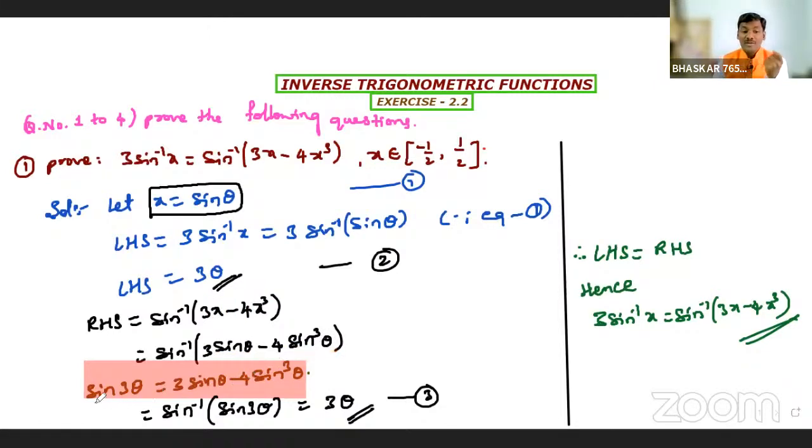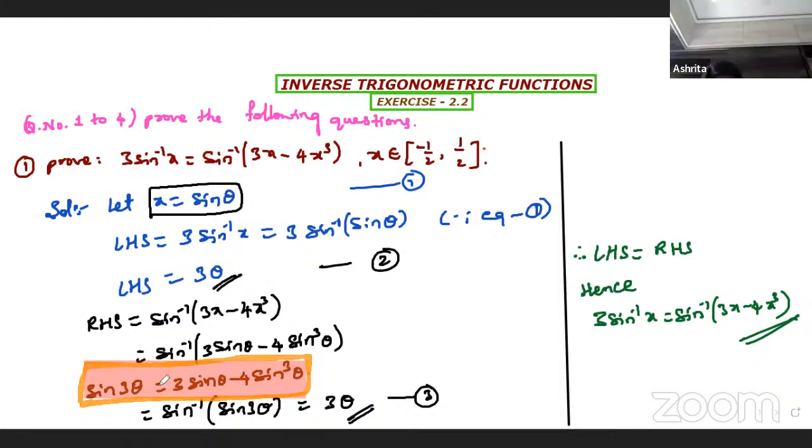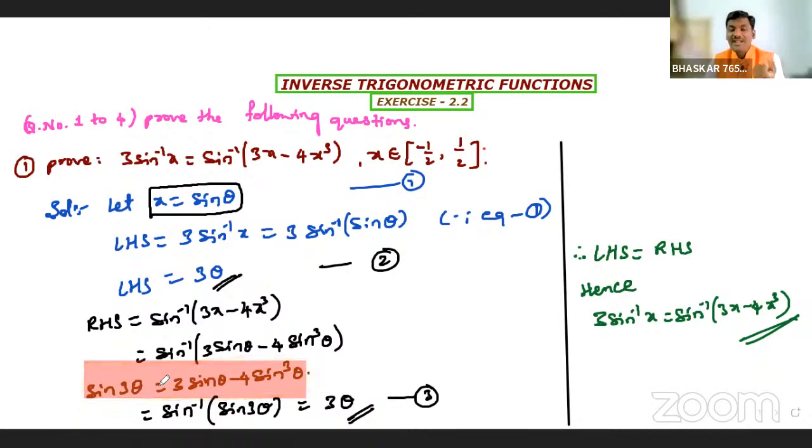We have a formula. What is the formula? Sine 3 theta is equal to 3 sine theta minus 4 sine cube theta. This is a very important formula. If you remember the formula, then it is easy, and you will get the idea of substituting x is equal to sine theta. That is very simple.